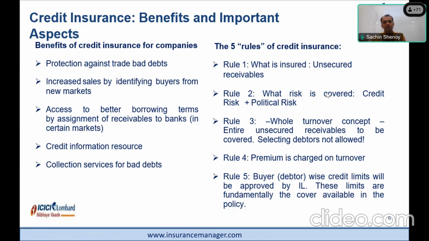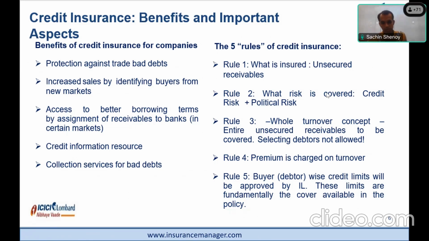The next is we are covering basically two risks. One is credit risk. Credit risk involves insolvency and protracted default, that is delay in payment beyond acceptable time limit. And the second is political risk, that is because of any adverse political events resulting in delay in payment, that can be covered under the program.